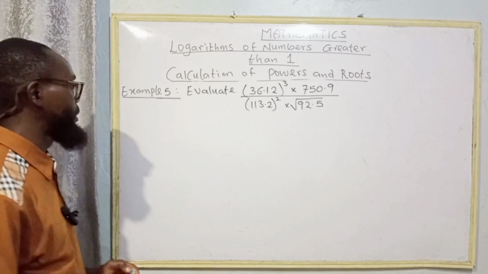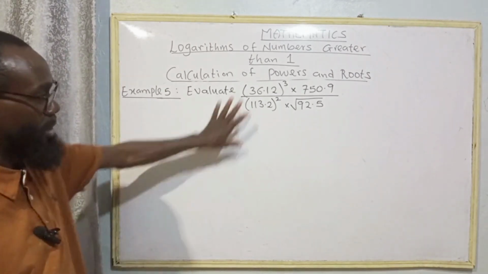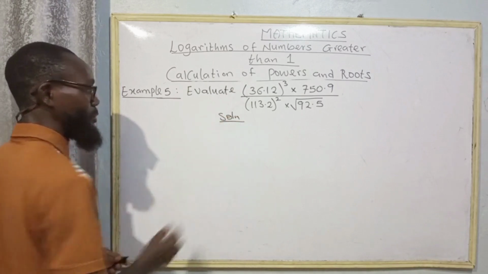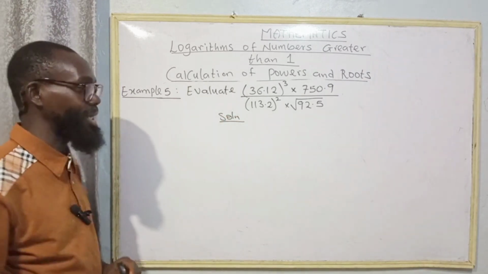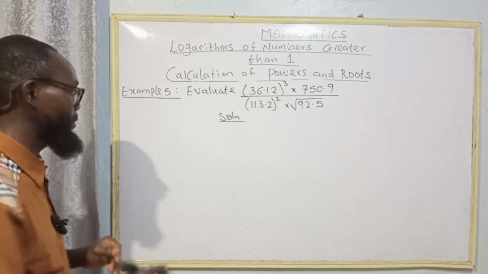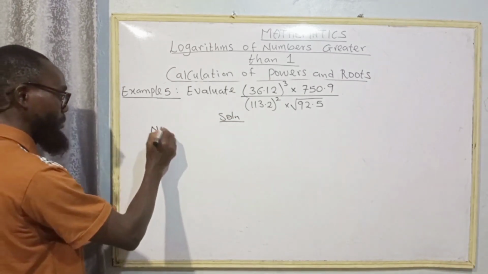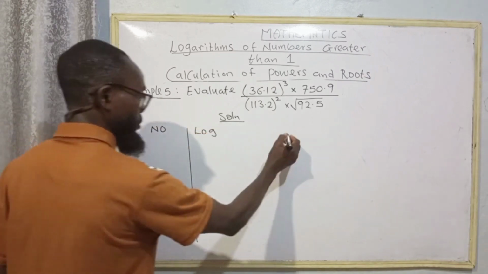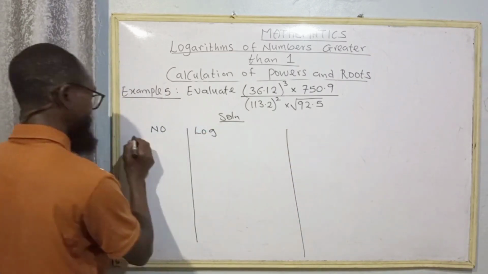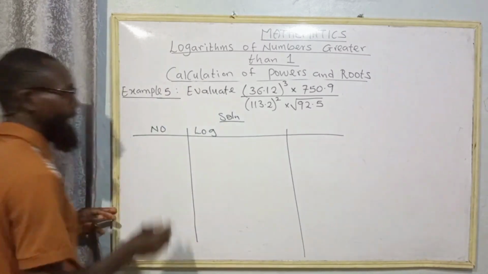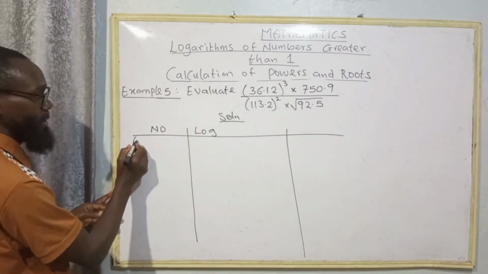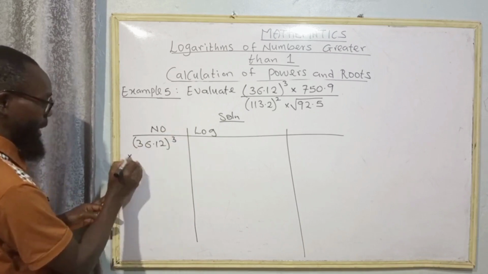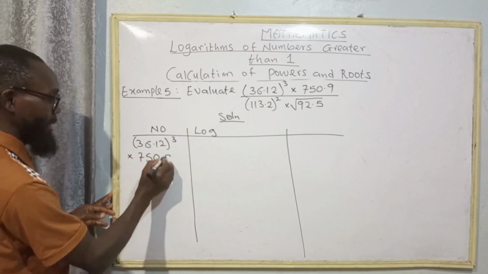Example 5. Evaluate these values. As we did from our previous example, it needs arrangement, and your arrangement should be neat. We have number, log, so we have, open your brackets, 36.12 raised to power 3 multiplied by 750.9.